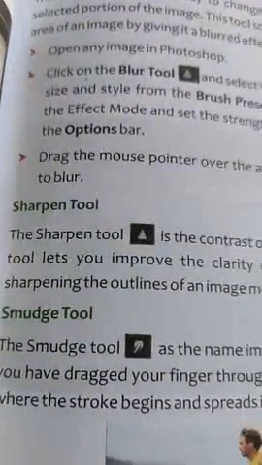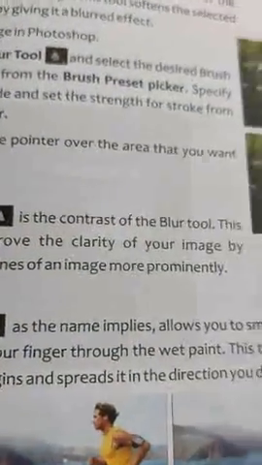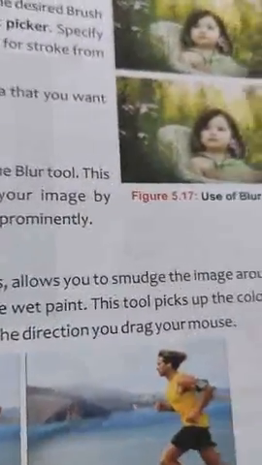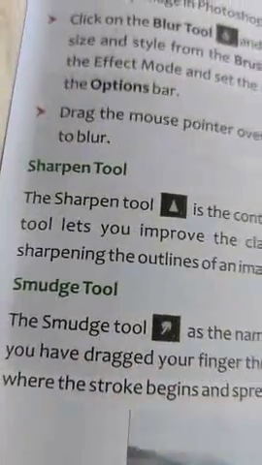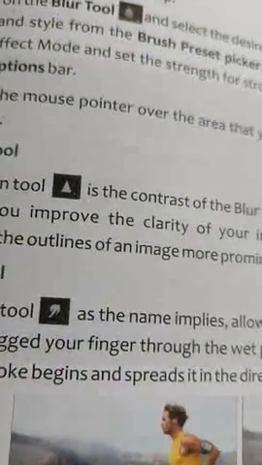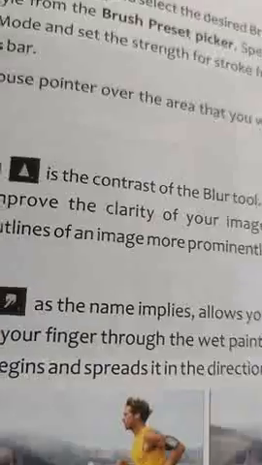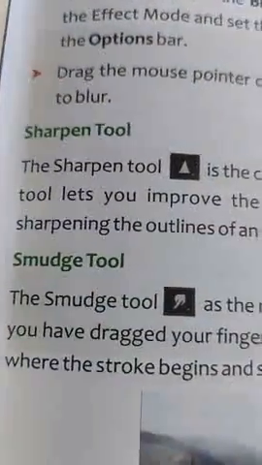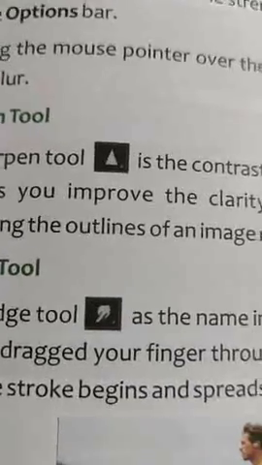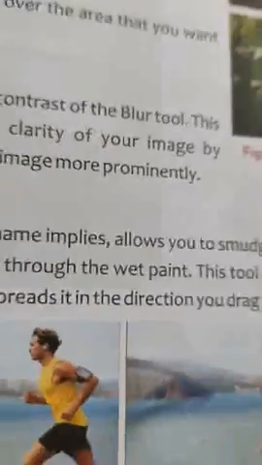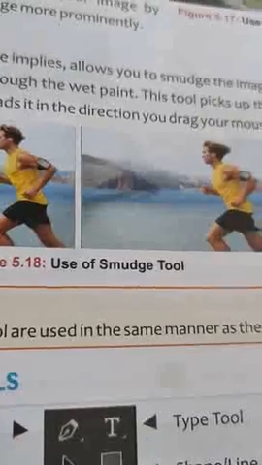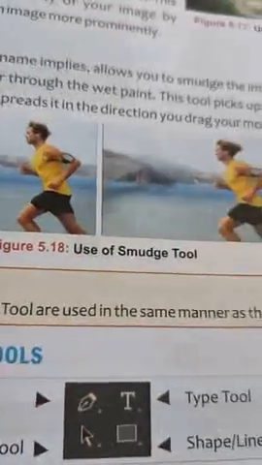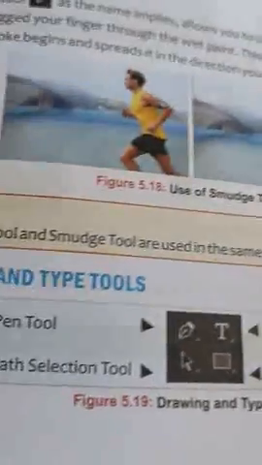Smudge tool. Smudge tool, as the name implies, allows you to smudge the image around, as if you were dragging your finger through wet paint. This tool picks up the color from where your stroke begins and spreads it in the direction you drag the mouse. These are the smudge tools. The sharpen tool and smudge tool are used in the same manner as the blur tool.